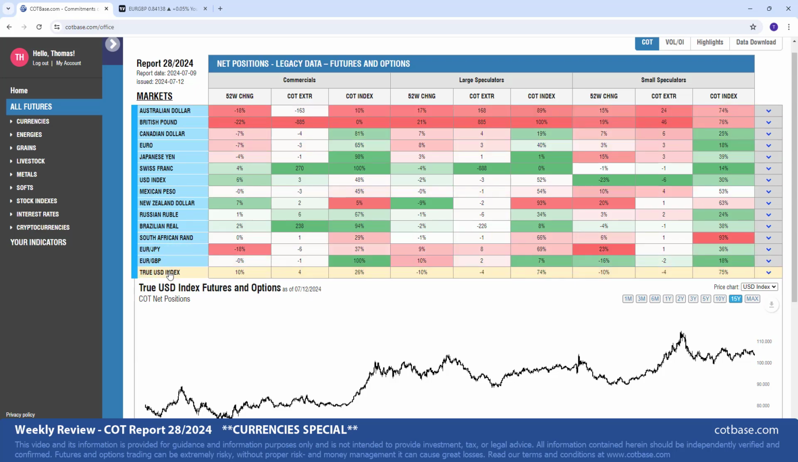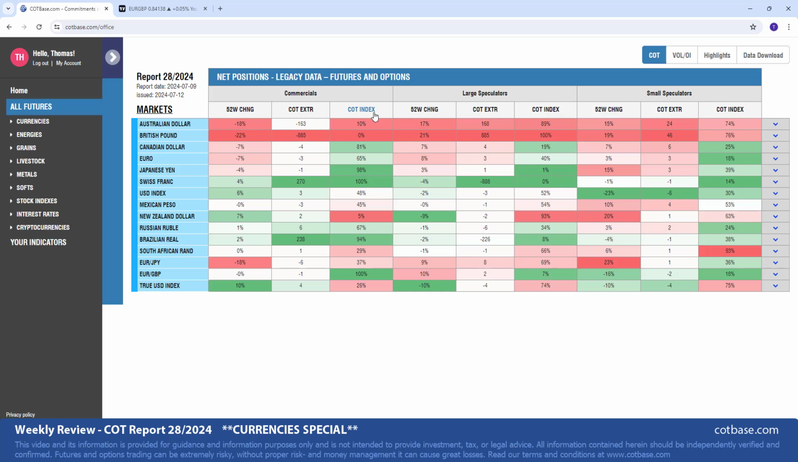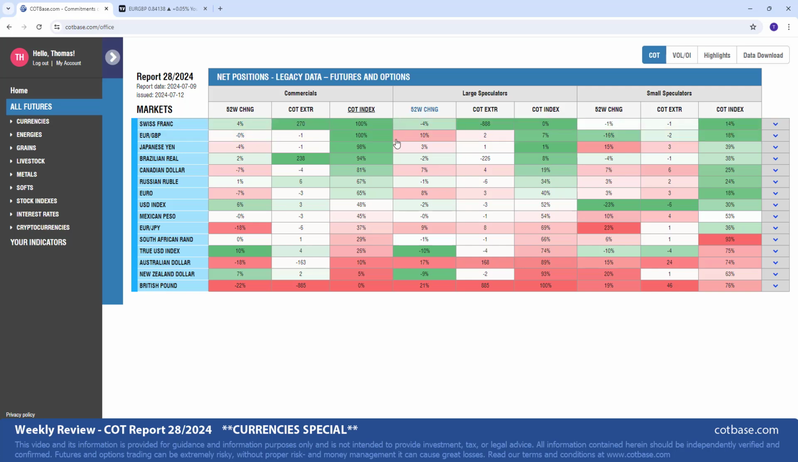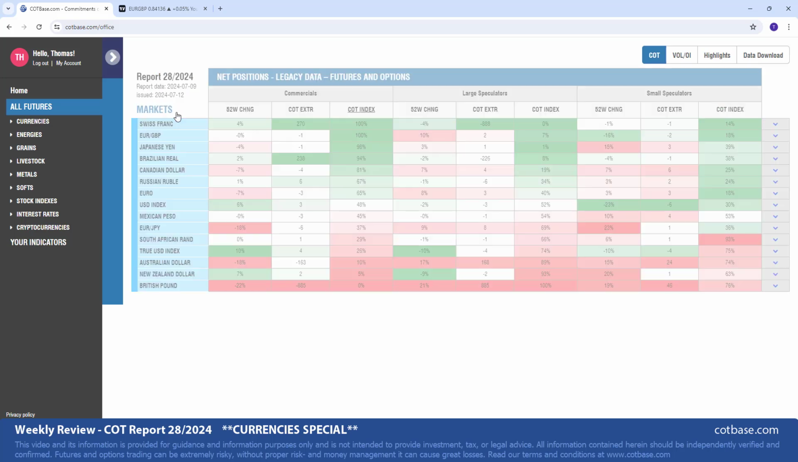We can see even on this table that if you want to pick the strongest and weakest markets, then of course you can order our markets, and you will see that the Swiss franc and the euro British pound currency pair has the strongest COT index value, 100%. So we already concluded that the British pound is, from a COT analysis perspective, the weakest amongst all currencies. We can conclude that the Swiss franc is the strongest. So that's another great tool that you may want to use.